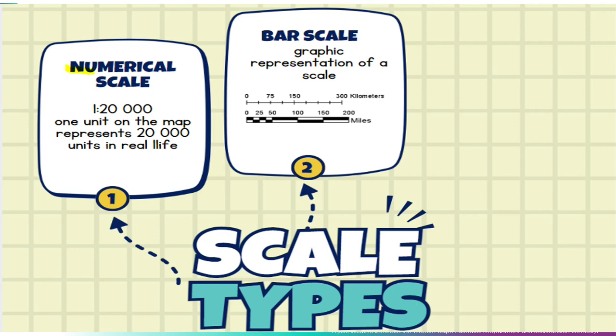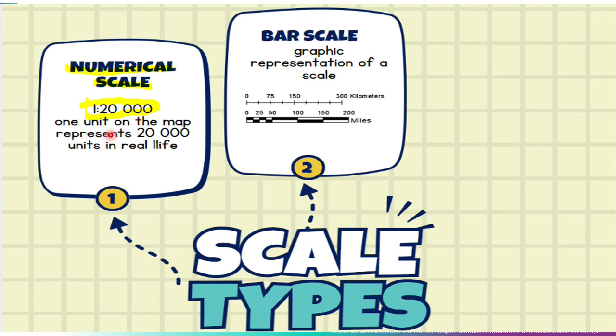If we look at a numerical scale, another name for that is a ratio scale. And if I look at this scale, it is 1:20,000. That makes sense, it's called a ratio scale because it gives us one number is to another number. If we are ever asked to explain this, we will say 1 unit on the map or on the plan represents 20,000 units in real life.